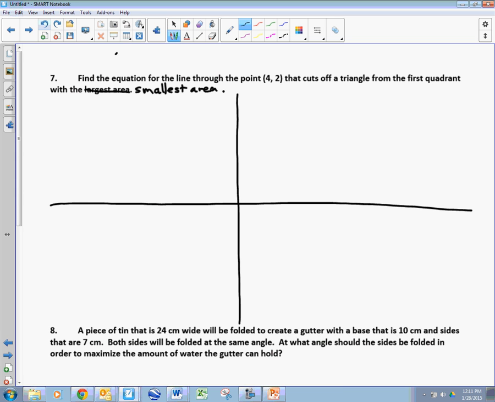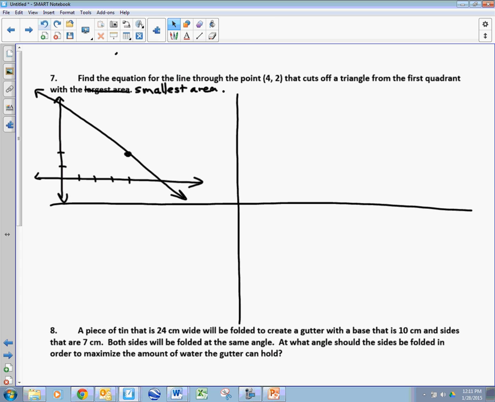Okay, so we're going to take Katie and Marcus's thoughts, and we're going to draw this coordinate plane here, and we will plot the point 4, 2. Now, the line travels through 4, 2, does it not? And it cuts off a triangle. Great. What now?